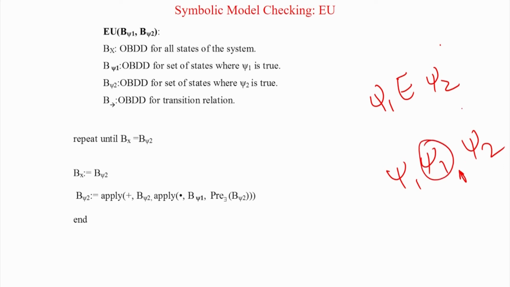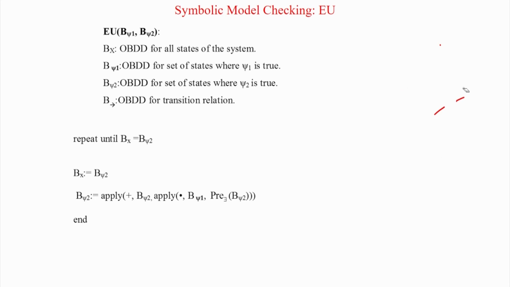That means you cannot have any state here where psi 1 bar is true and psi 2 bar is true, that is, a state in which both of them are false. You cannot have anything like that, otherwise the formula will be false. Basically psi 1 should keep on holding until psi 2 starts holding. So there will be one BDD for psi 1, one BDD for psi 2, and this is your transition relation.